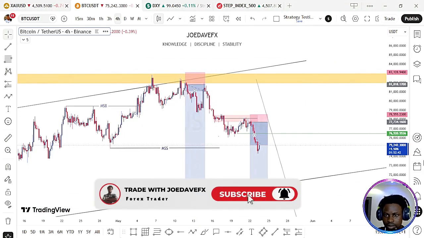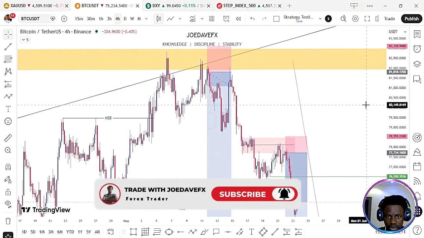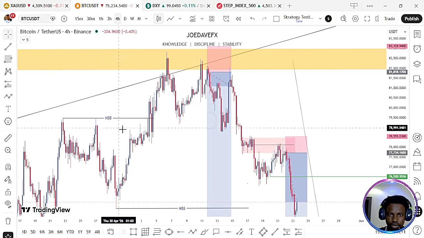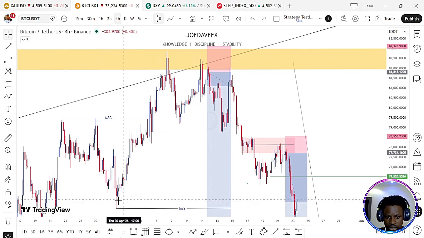Now, if you look at this very area here, this is where I'm interested in. We have a low here, right? And we have a high. This was a low that gave us this high. And for this low to remain in our uptrend, this low should never be taken out.